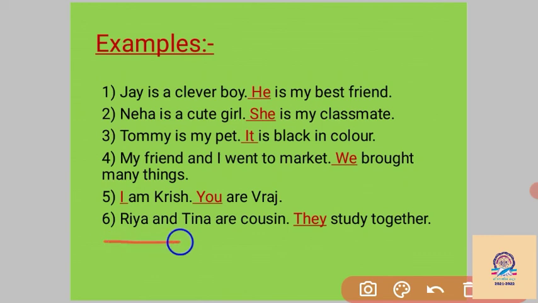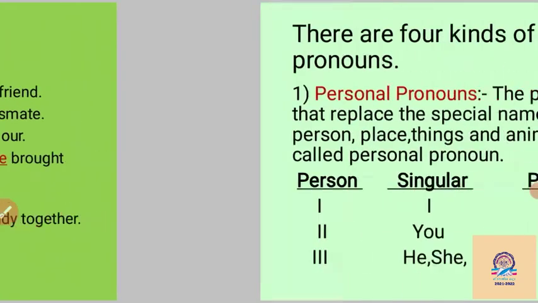Then, Ria and Tina are cousins. We are talking about both of them, and I is not used here. So we have to use the pronoun they. They study together. So we use he, she, it, we, you, I or they as pronouns to avoid the repetition of a particular noun.